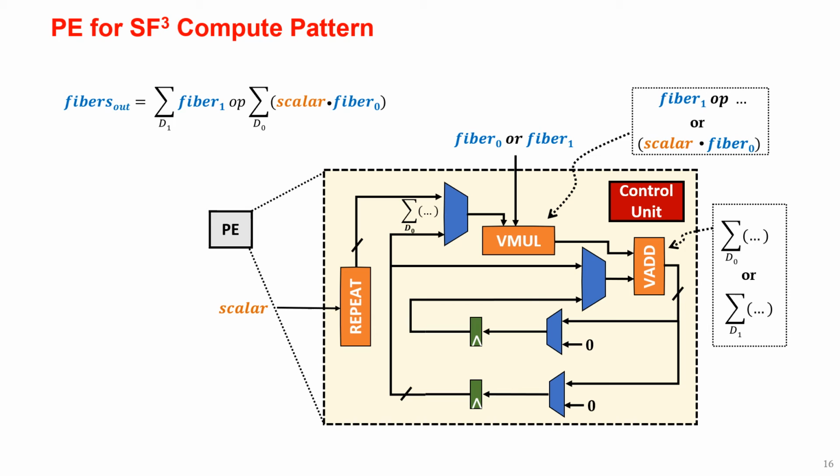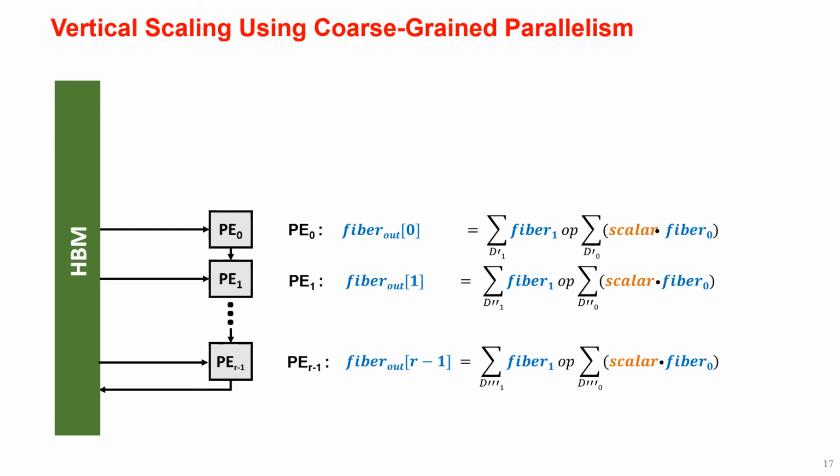Here the non-zero scalar values from the sparse tensor, as in the SF cube compute pattern, are received from the left, and the fiber operands from the dense tensor are received from the top. The operations performed in VV-mul and VV-add units are shown using dotted arrows. We now observe that there is a coarse-grained parallelism in the SF cube compute pattern, where different output fibers can be computed in parallel. Thus, we scale the P's vertically, where different P's are responsible for computing different output fibers.